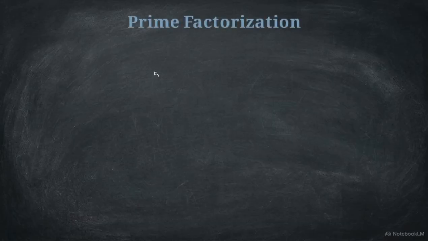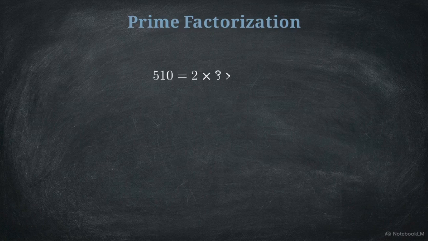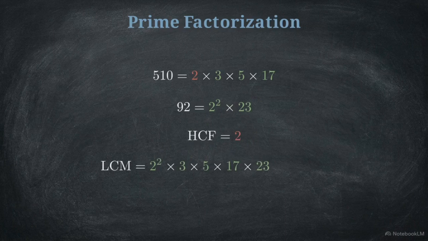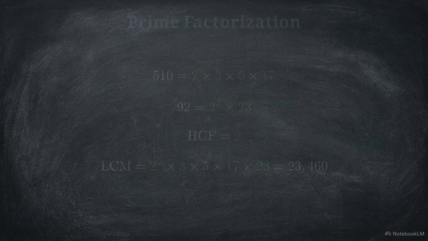Here are the prime factorizations. 510 is 2 times 3 times 5 times 17. 92 is 2 squared times 23. The only common prime is 2, making the HCF 2. For the LCM, multiplying the highest powers, 2 squared, 3, 5, 17, and 23, yields 23,460.